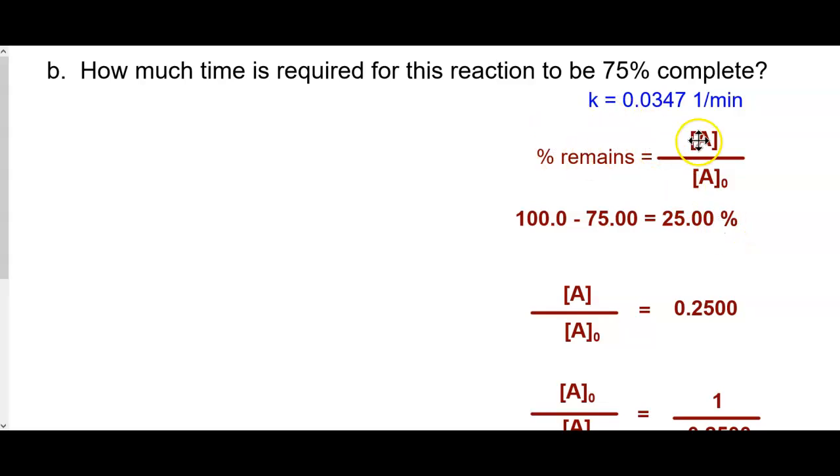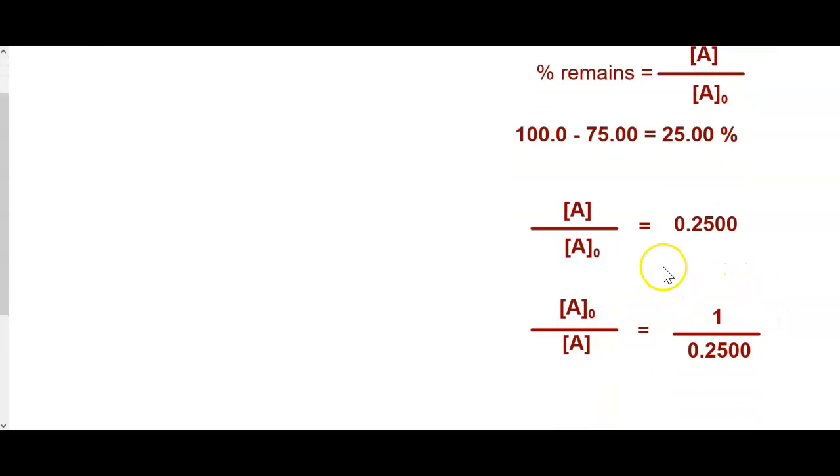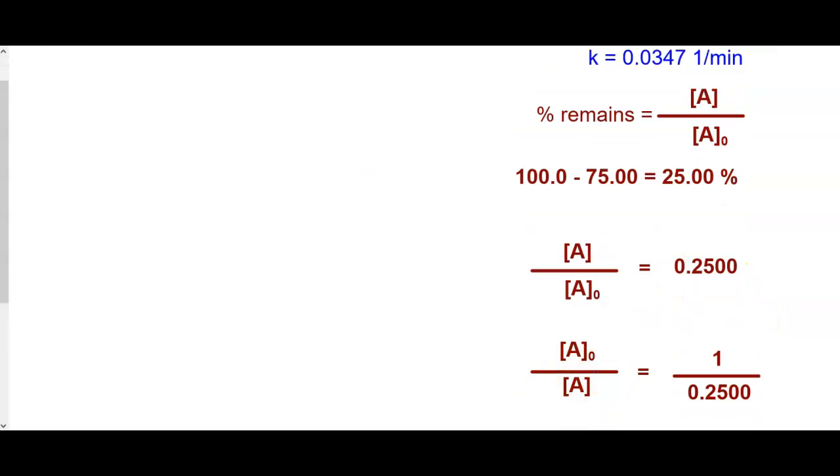Remember that percent remains is A over A naught. So A over A naught, we've got to write the percent as a decimal to use it in a calculation. So 25%, moving the decimal twice, is 0.25. And then we're going to go from here. I'll explain this part as we go to the next piece.